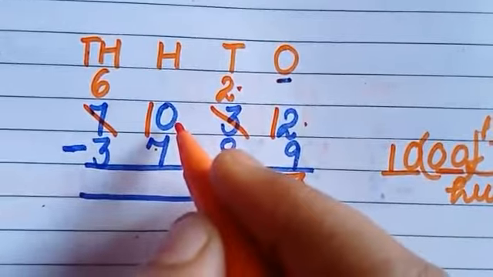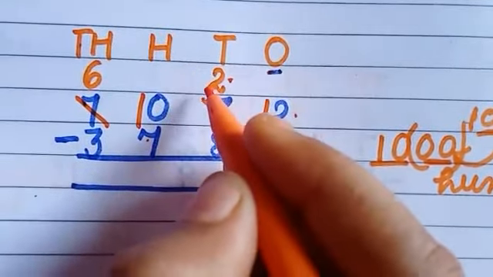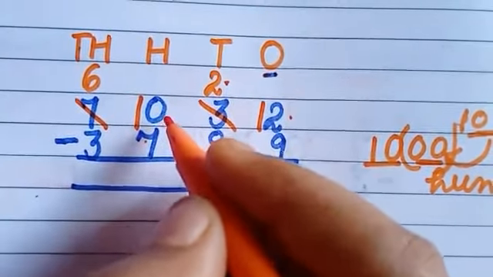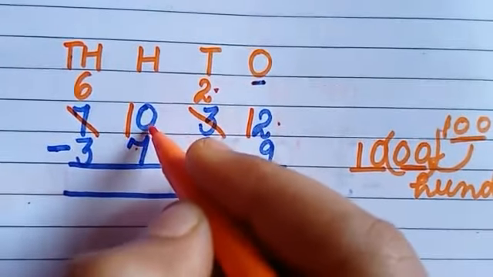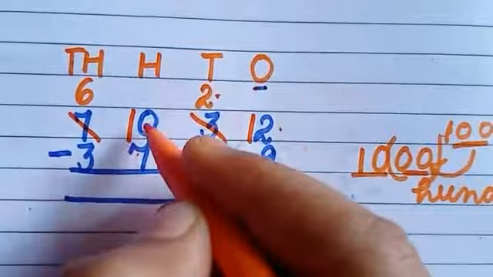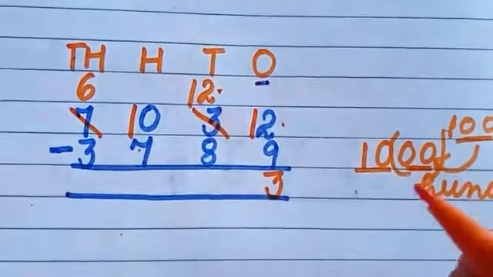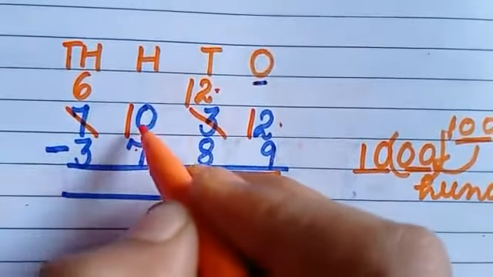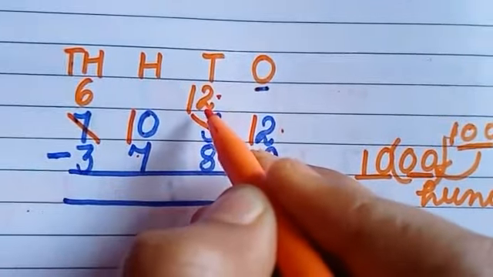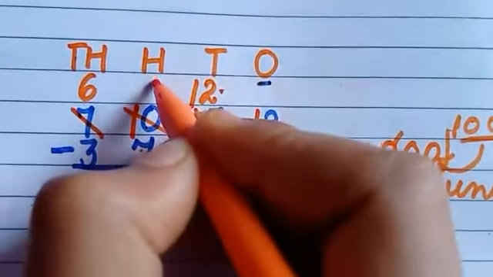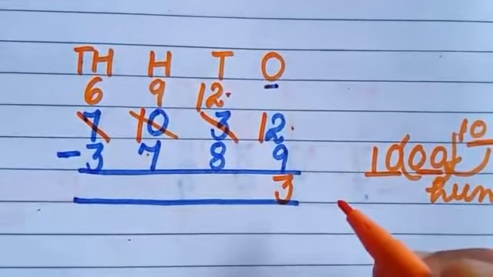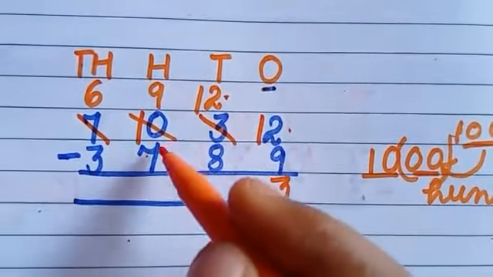So this 2 can now borrow from this 10. This 2 borrows 1 and becomes 12. And since this 10 has given 1 to this 2, it becomes 9. Student, now all doubts clear?